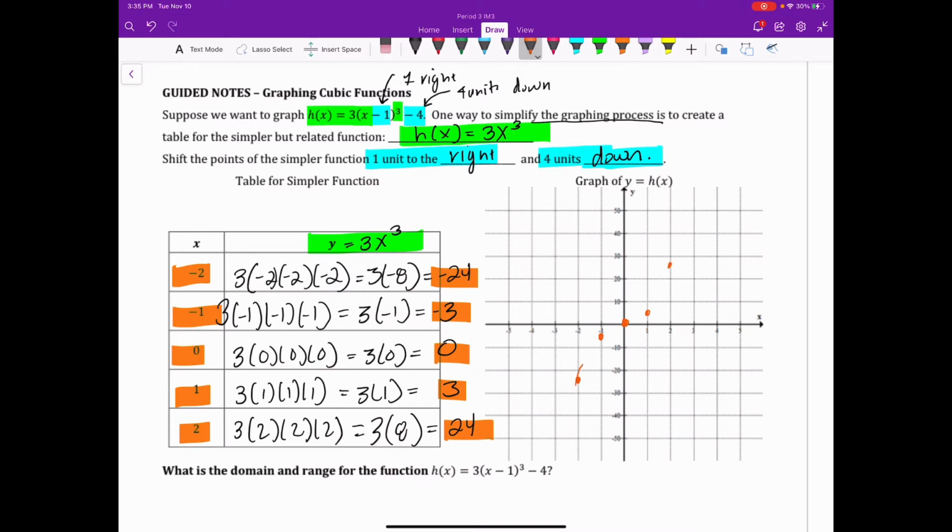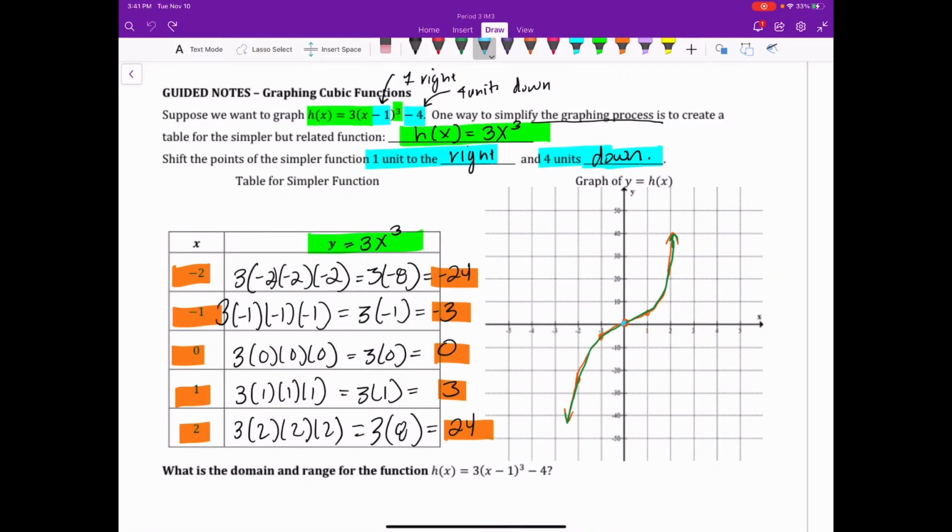And then I go ahead and connect the dots. And remember, I could have kept going, so I'm going to put arrows. I just decided to stop there. So right now, all that I have graphed is basically what I have in green, which is the 3x to the third power.